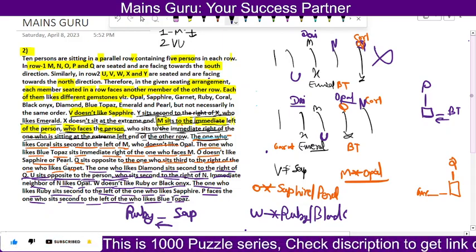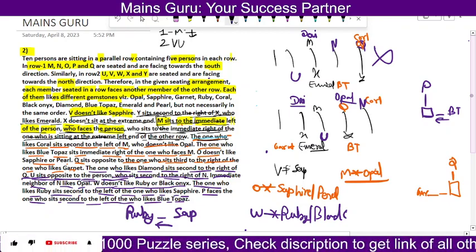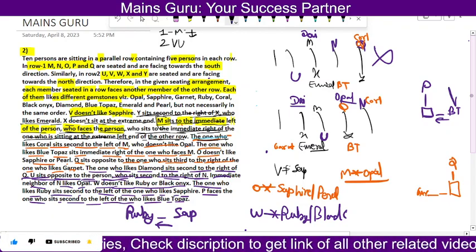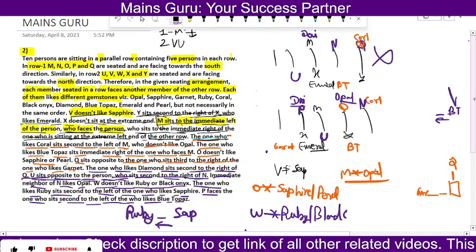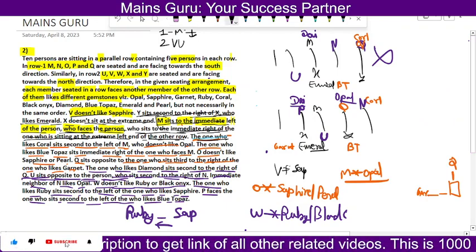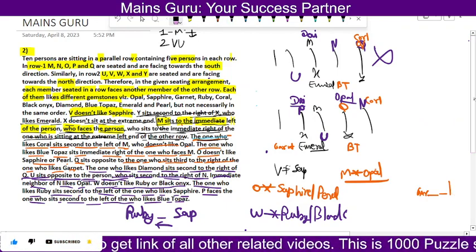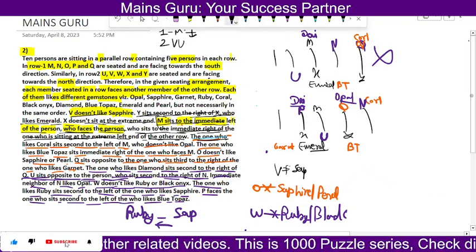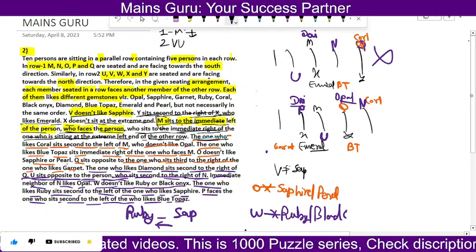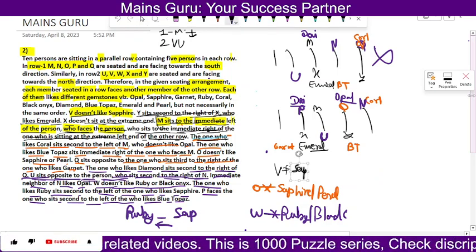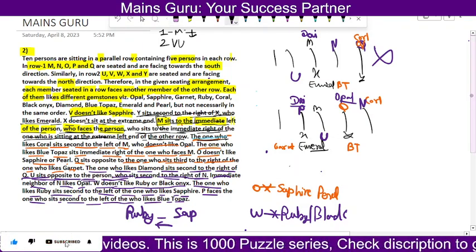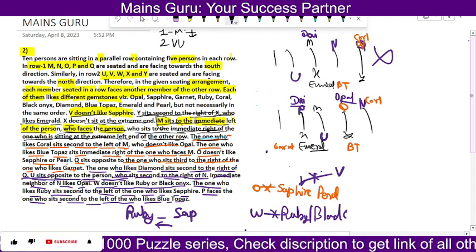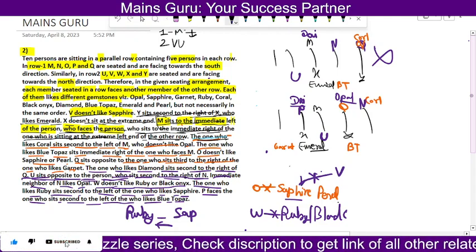In this condition, where can we write T? Check. Wait a minute, Blue Topaz, we already have Blue Topaz here, so we can write P here. No need to check, directly write now. And I think we have also used this condition, we can erase it. And M doesn't like Opal, already we have written Opal. And V does not like Sapphire, so we have to remember this. O does not like Sapphire and Beryl.